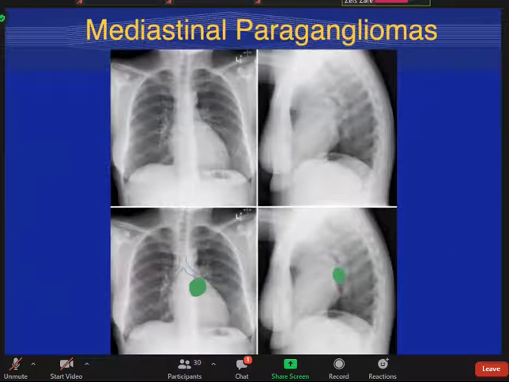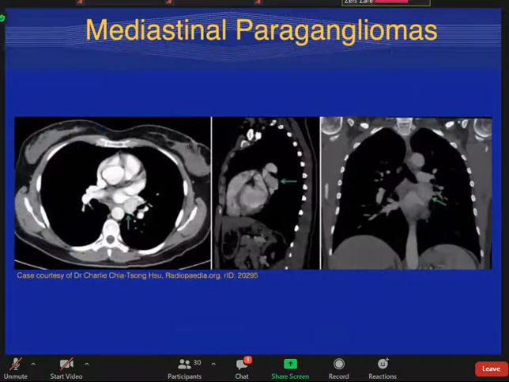An incidental finding of a well-marginated mediastinal lesion beneath the left main bronchus is seen in this patient. Further characterization with CT demonstrates a circumscribed mass interposed between the left superior and inferior pulmonary veins. Posterior superiorly, it abuts the left main bronchus.